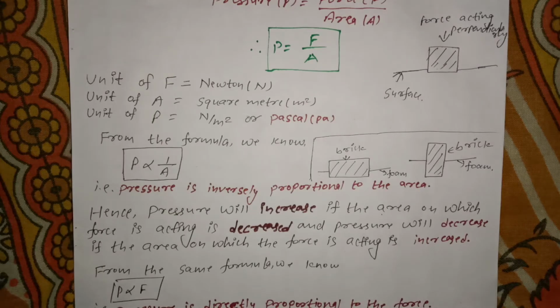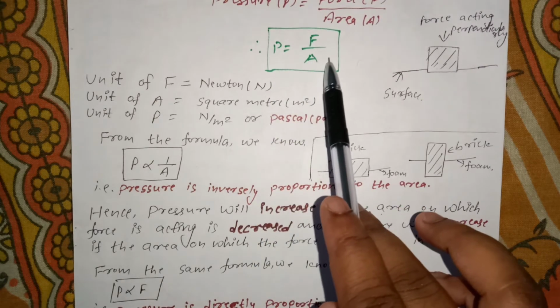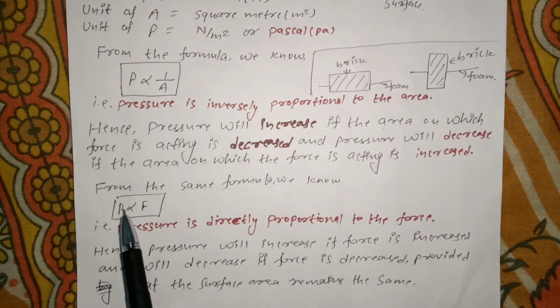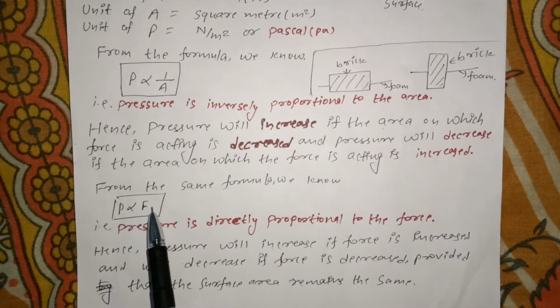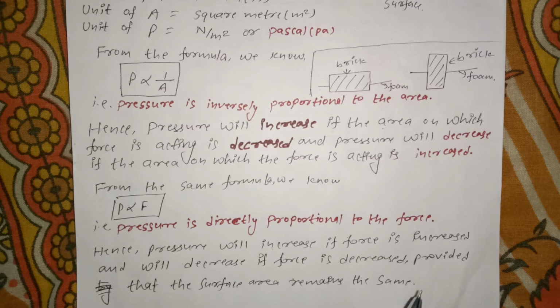Again, from the same formula, that is P is equal to F by A, if we consider the surface area to be constant, then we will get another form, that is P is directly proportional to F, that is pressure is directly proportional to the force. Now this statement is trying to say that pressure will increase if the force is increased and will decrease if the force is decreased, provided that the surface area remains the same.